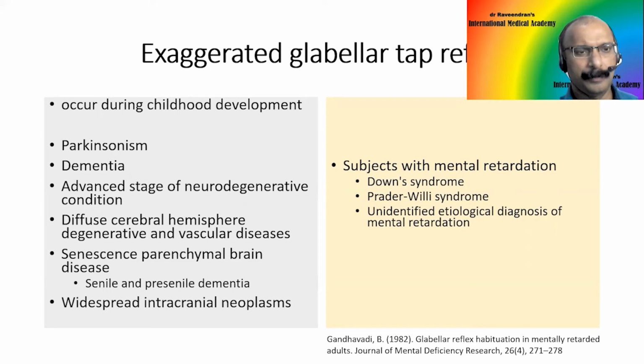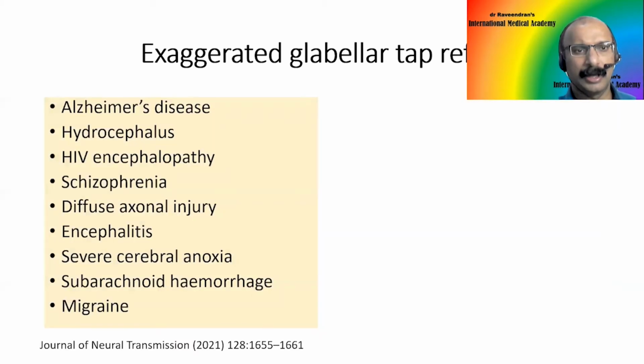Pathologically, it is seen in patients with Parkinsonism, dementia, advanced stage of neurodegenerative conditions, diffuse cerebral hemisphere degenerative and vascular disease, senile and presenile dementia, widespread intracranial neoplasms, subjects with mental retardation, Alzheimer's disease, hydrocephalus, HIV encephalopathy, schizophrenia, diffuse axonal injury, encephalitis, severe cerebral anoxia, subarachnoid hemorrhage, and even in patients with migraine.